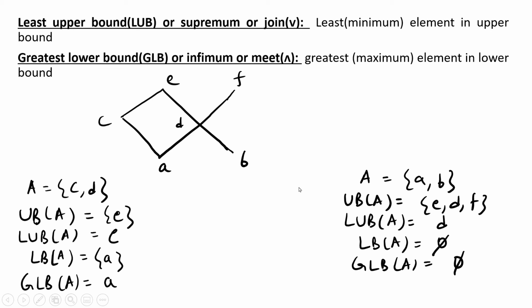Then the lower bound of A, B would be empty, because there is no lower bound of A, B. So obviously the greatest lower bound would be empty also.